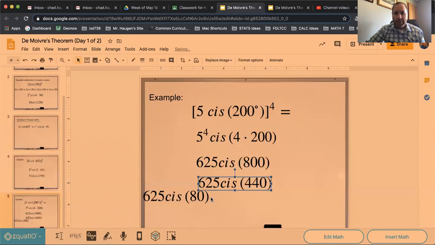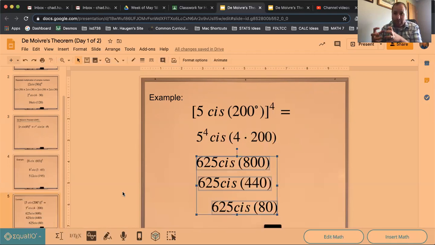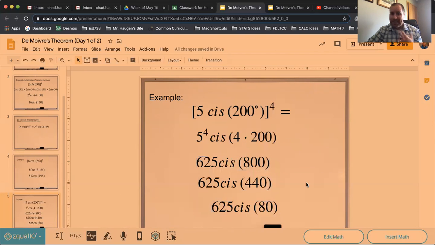All three of these bottom ones here are technically the same number. They're all three the same. They're just an extra spin around the circle. We spun around the circle a few times. So this very bottom one is the most simplified one, and so that's the one we'd want to keep, where we do that reduction there. But that's how you can work with de Moivre's theorem.